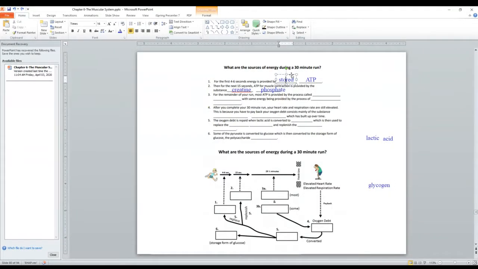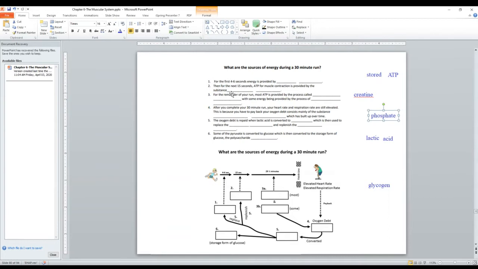If you recall, we were looking at where ATP comes from during a 30-minute run. So let's go through this really quickly. For the first 4 to 6 seconds of your run, the energy comes from stored ATP. That's just ATP that's in the cytoplasm of the skeletal muscle cell. Then for the next 15 seconds, ATP is going to come from the creatine phosphate. It donates that phosphate group to ADP to regenerate ATP.